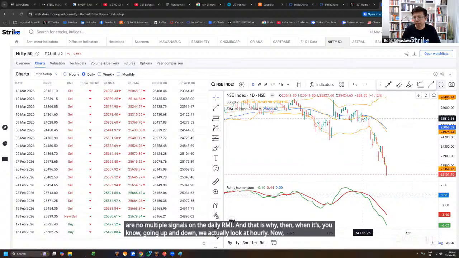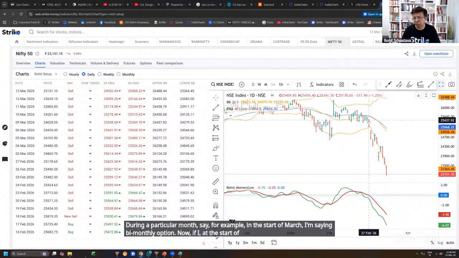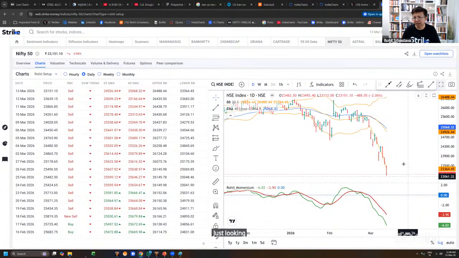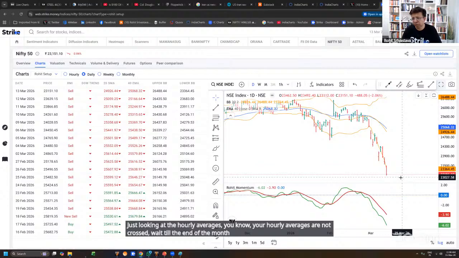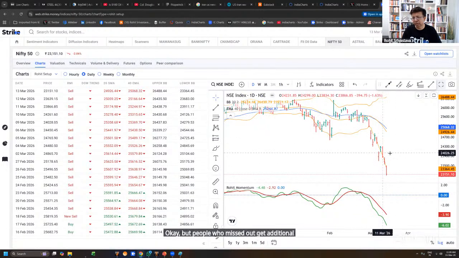Now, during a particular month, say for example, at the start of March, I'm saying buy a monthly option. If I bought a monthly option at the start of the month, I can hold on to it till the end of the month also. Just looking at the hourly averages, if the hourly averages are not crossed, wait till the end of the month. I don't need to keep buying, selling, buying, selling. It's not necessary.